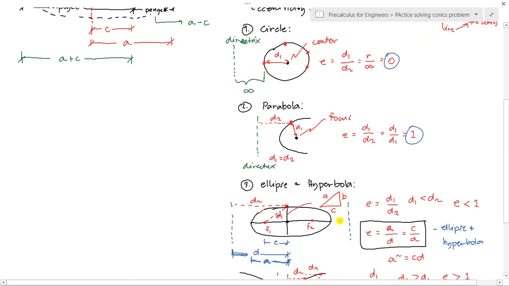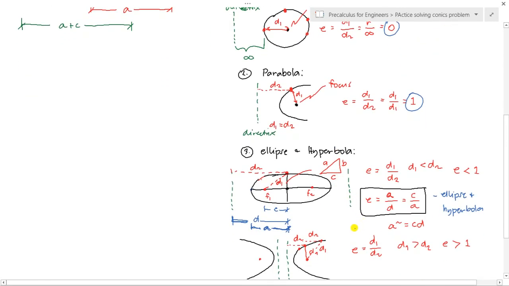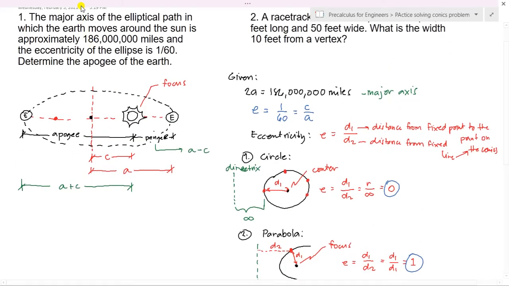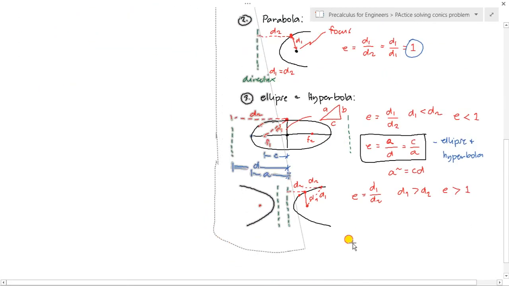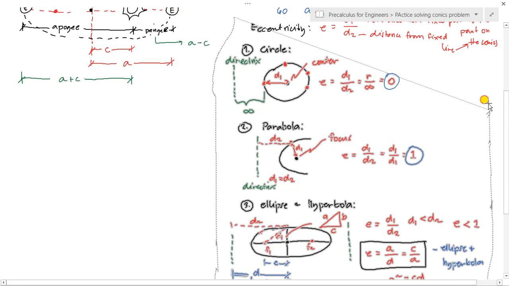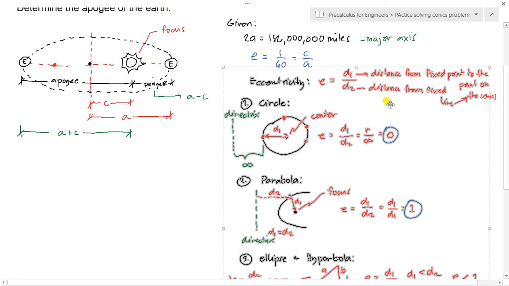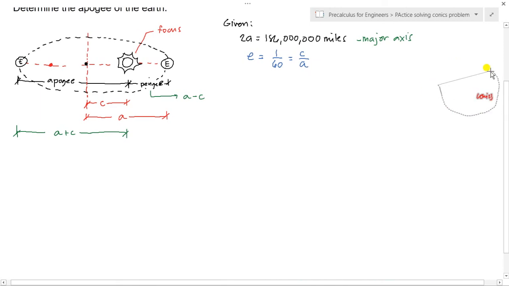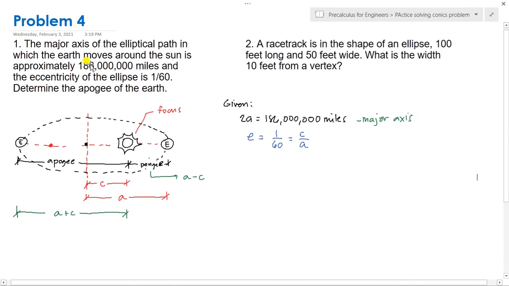That is why we discussed eccentricity first. So we're going to use that one. So again, just take note of the principle of eccentricity. That is the ratio of the distance from the point on the conics to the fixed point all over the distance from the fixed line to the point on the conics. Okay, so let me erase this, and let's continue answering this problem.